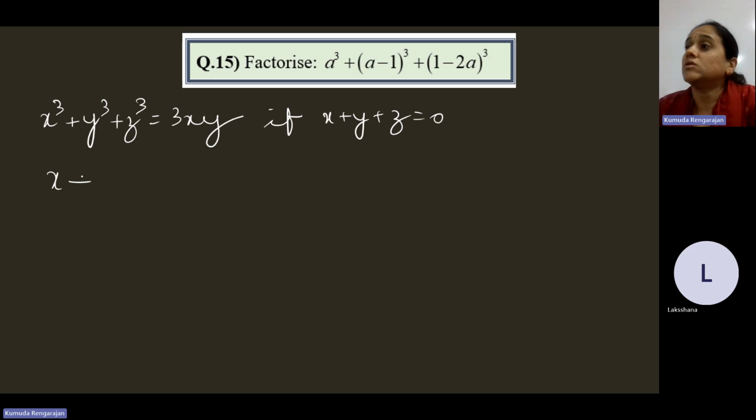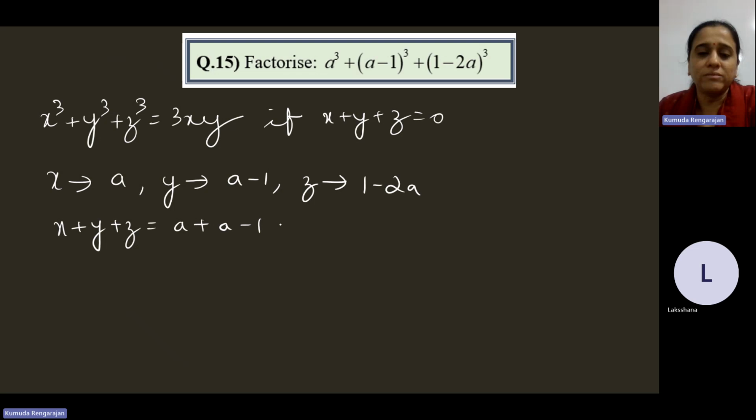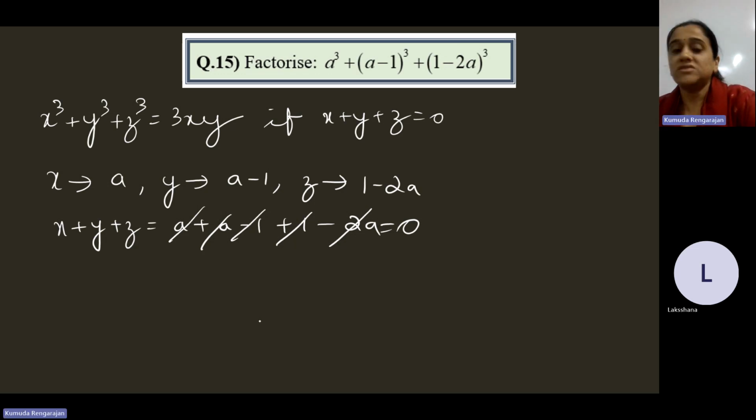So what is x? a. What's y? a minus 1. And what's z? 1 minus 2a. So now what is x plus y plus z? a plus a minus 1 plus 1 minus 2a. So 2a minus 2a, minus 1 plus 1. Yes, it is 0. Since x plus y plus z is 0, x cubed plus y cubed plus z cubed is equal to 3xyz. So the answer is 3 into x, which is a, into y into z.